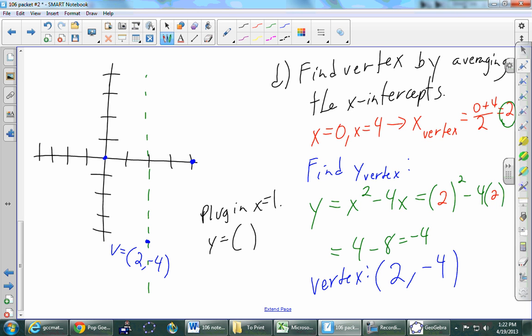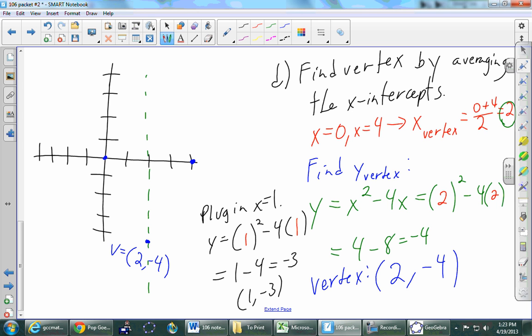Okay, so it should be 1 squared minus 4 times 1. Put those 1's in parentheses. So that's 1 minus, yeah, I want to do 1. Negative 1 would be perfectly good too. So I get negative 3. So 1, negative 3. That's a 4th point.